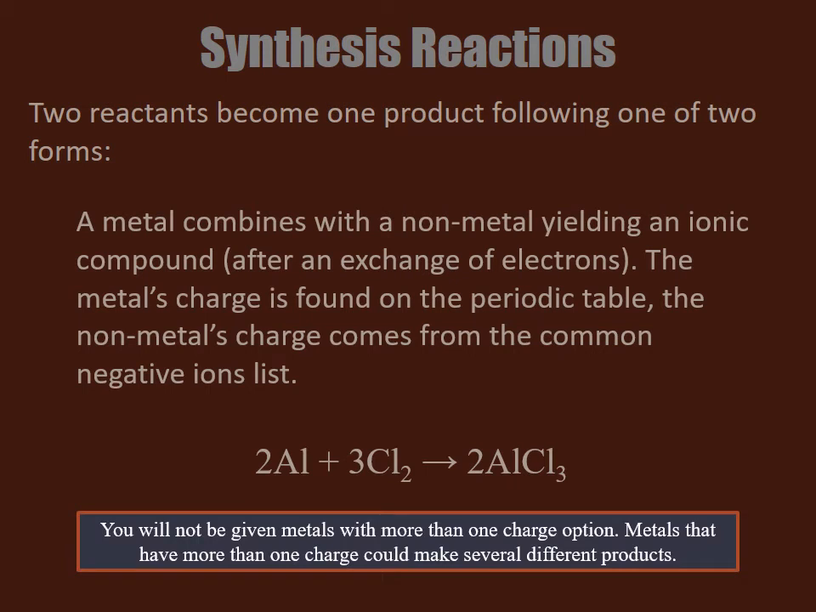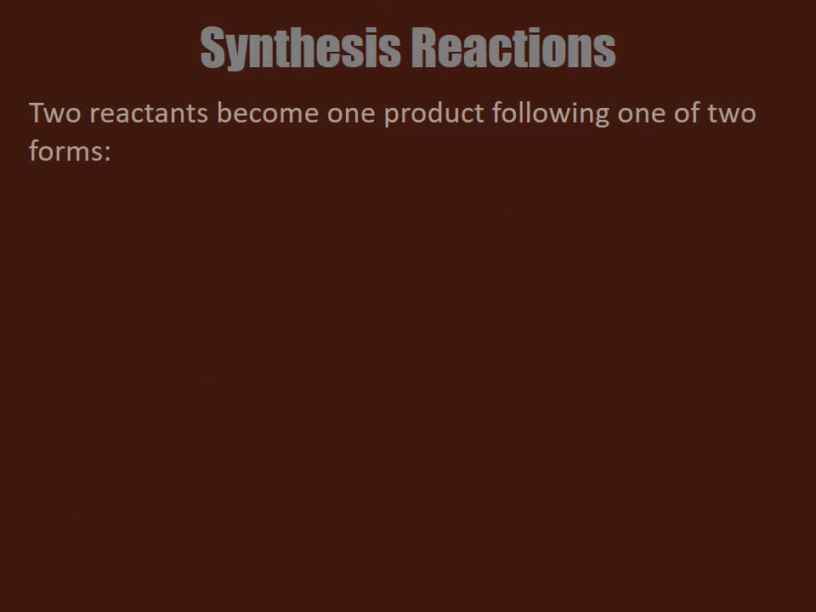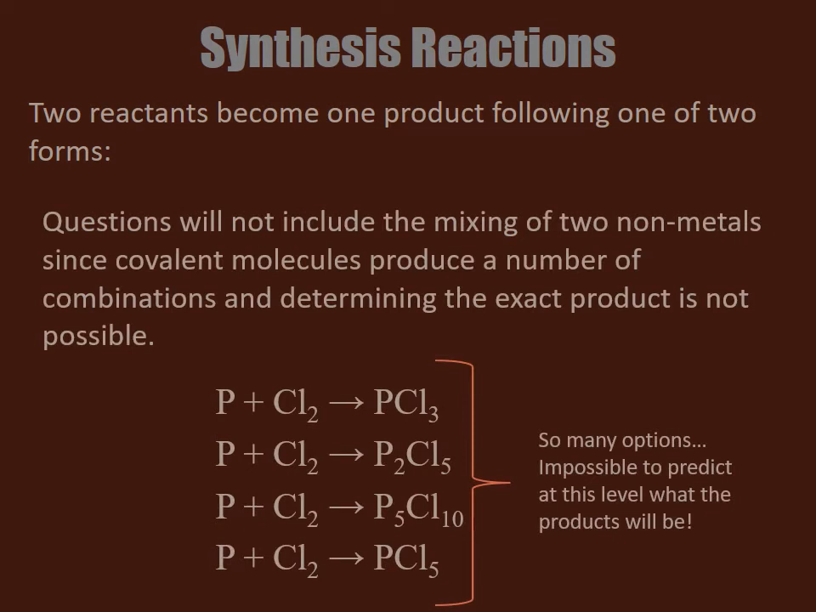You will not be given a metal with more than one charge option. Metals that have more than one charge could make several different products. In the questions that you've been given, there is only one plausible answer. You may notice that you are never given two nonmetals, because when it comes to synthesis reactions with two nonmetals, there are a number of different products that may form. So questions will not include the mixing of two nonmetals, since covalent molecules produce a number of combinations and determining the exact product is not possible.